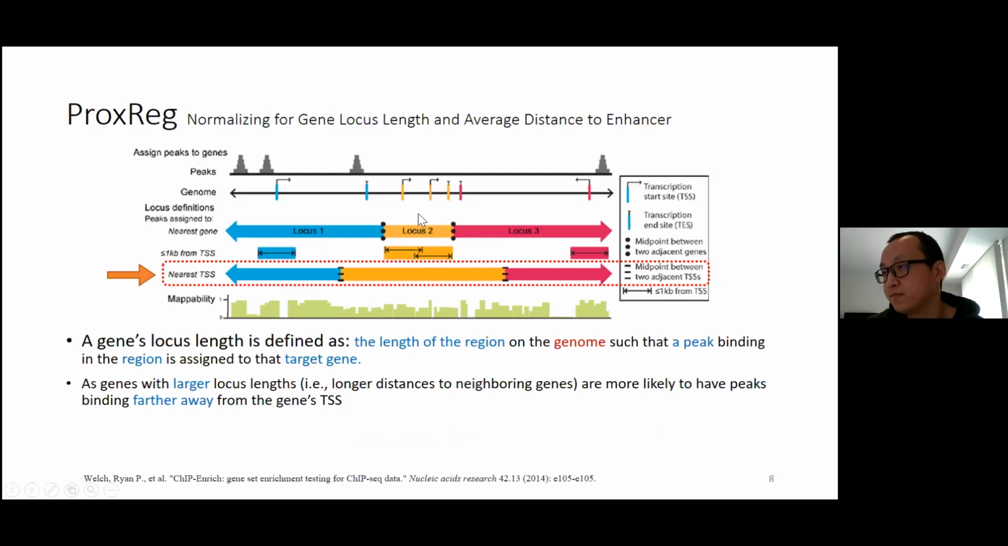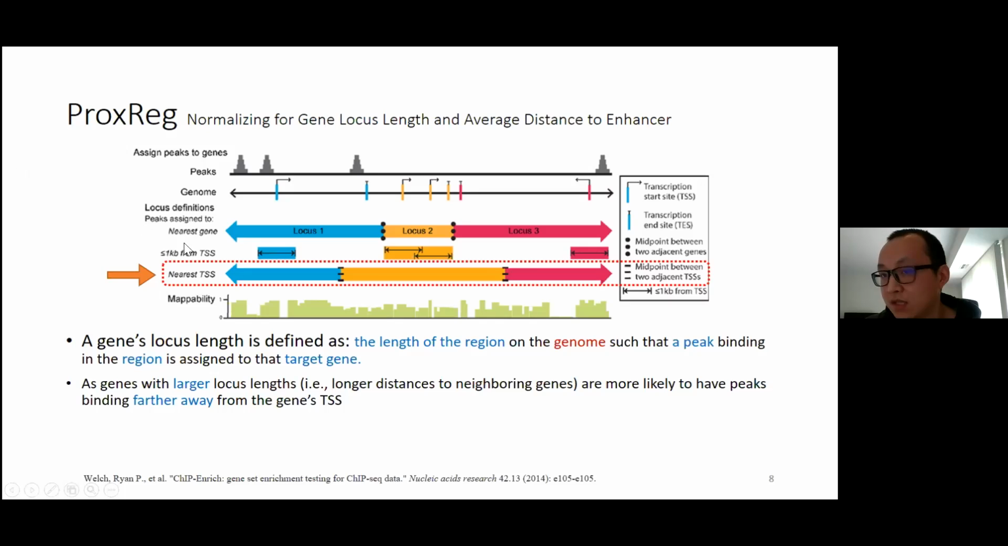So for measuring the distance between peaks and the enhancers or TSS, the first step is we need to assign the peaks to genes to do the gene set enrichment test.